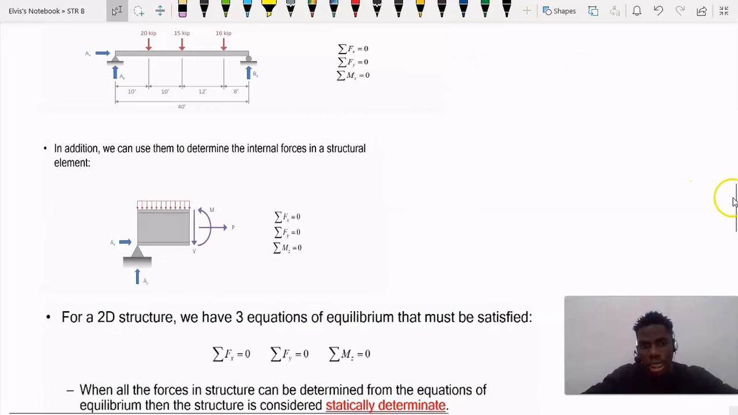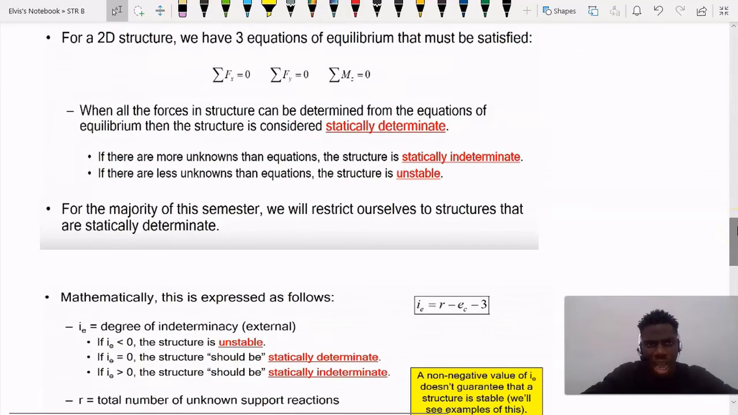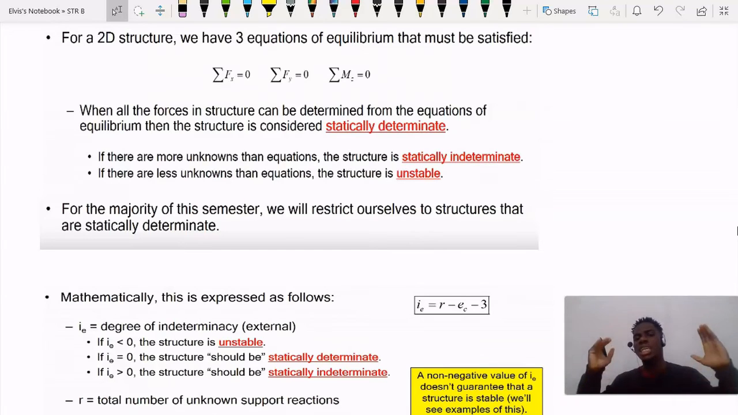Now, for a 2D structure, we have 3 equations of equilibrium. When all the forces in a structure can be determined from the equations of equilibrium, then the structure is considered statically determinate. We have 3 equations of equilibrium, right? If we have 3 unknown forces, this structure is going to be statically determinate.